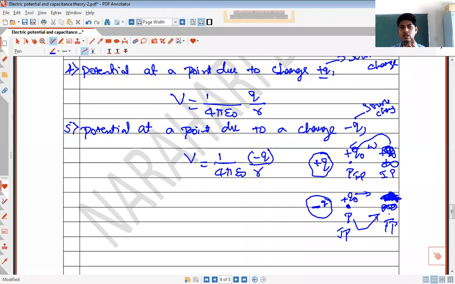Then, can you tell me, in order to calculate total work done against a negative source charge, do you integrate small work done from infinity to R or from R to infinity? Due to positive source charge, we integrated small work done from infinity to R, initial position to final position. Due to a negative source charge, total work done will be calculated between the limits infinity to R or from R to infinity? From where to where will you calculate? Very good.